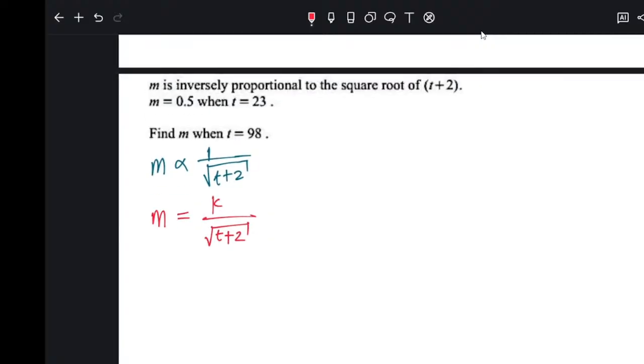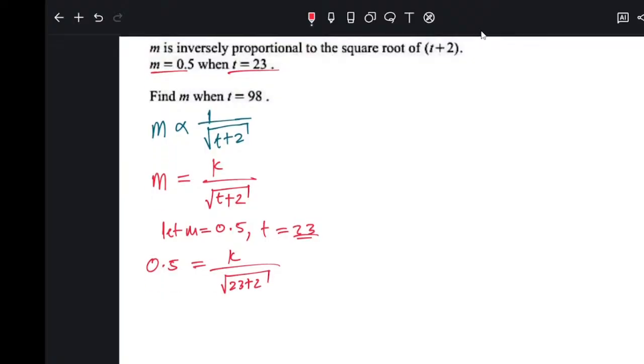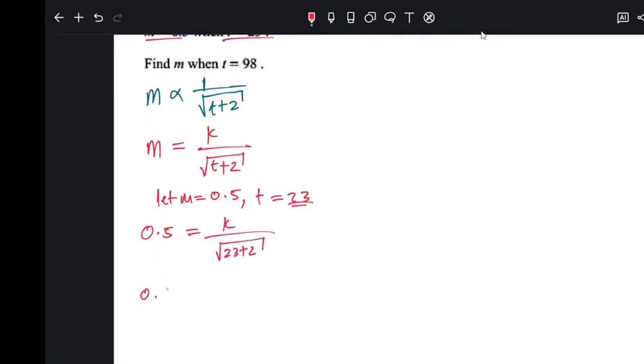Now, what do I do here? I've got k. I now come to read this thing which they tell me. I'll now say let m be equal to 0.5 and t be equal to 23. So where there is m, I put 0.5. Don't mix it up. Is equal to k over square root of, where there is t, they say put 23. So you say 23 plus 2. So you now get 0.5 is equal to k over 23 plus 2 is 25. So root 25. You get 0.5 is equal to k over 5, because root of 25 is 5.